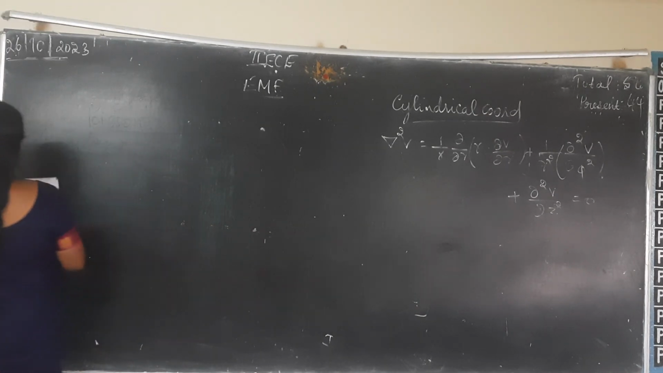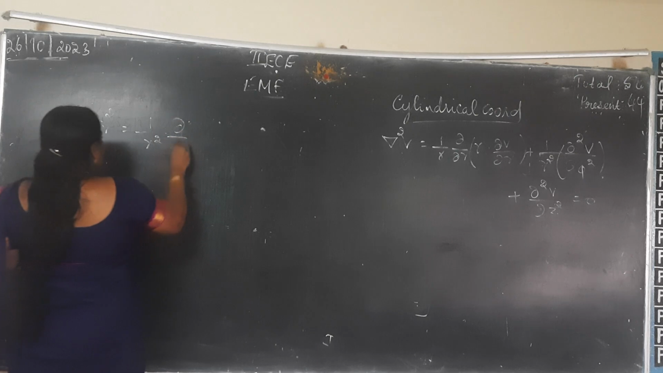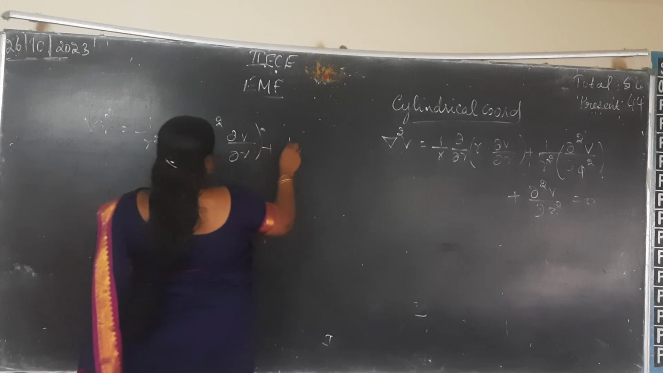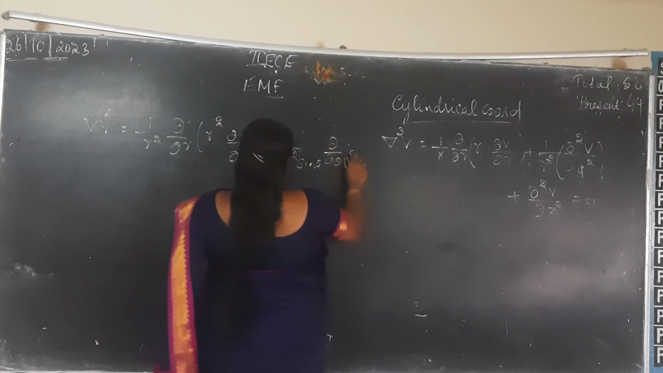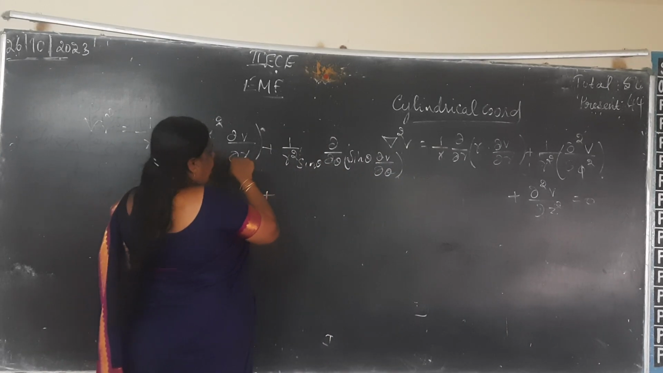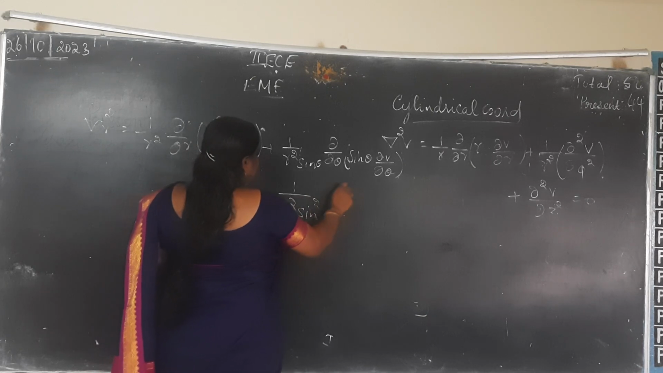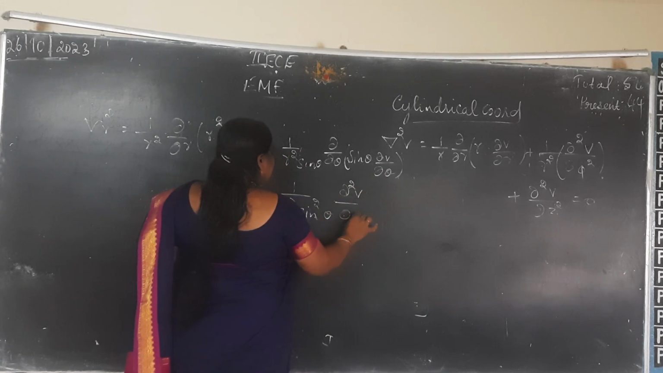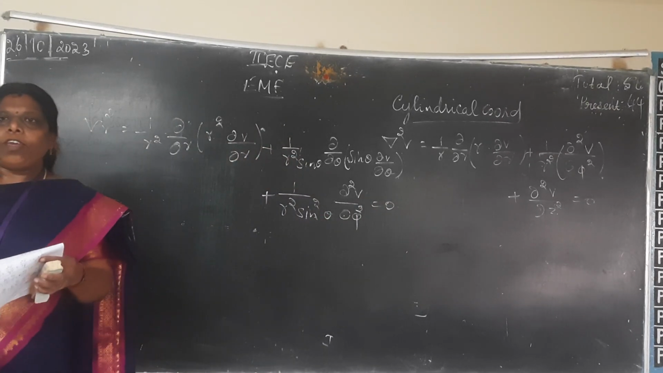Next one. For spherical, take down. For spherical, del square V is equal to 1 by r square into ∂/∂r of r square ∂V/∂r plus 1 by r square sin theta into ∂/∂theta of sin theta ∂V/∂theta. As you know, for spherical it is r, theta, phi. So plus 1 by r square sin square theta ∂²V/∂phi square is equal to 0. This is for spherical.